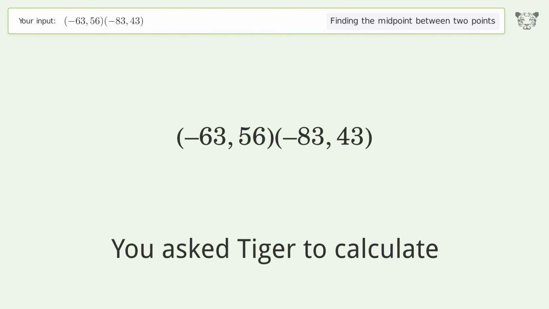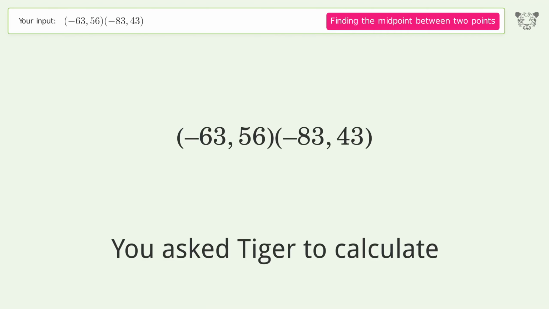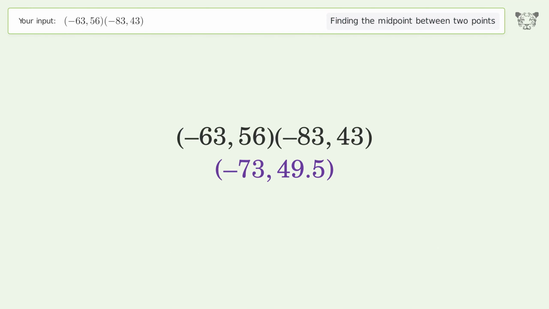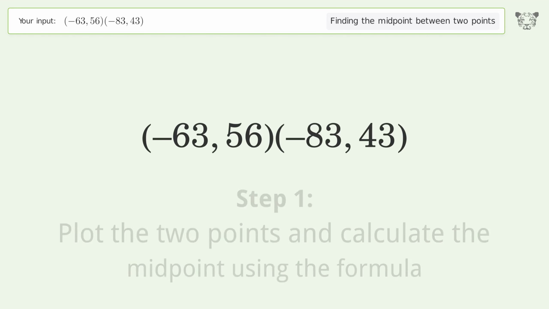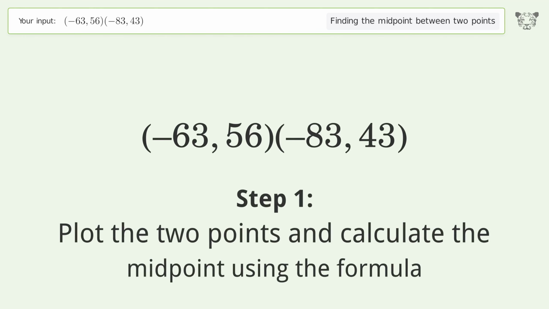You ask Tiger to calculate. This deals with finding the midpoint between 2 points. The midpoint between the 2 points is negative 73, 49.5. Let's solve it step by step. Plot the 2 points and calculate the midpoint using the formula.